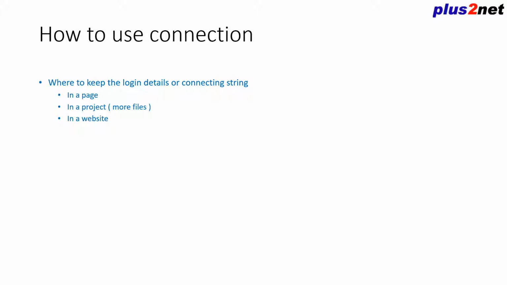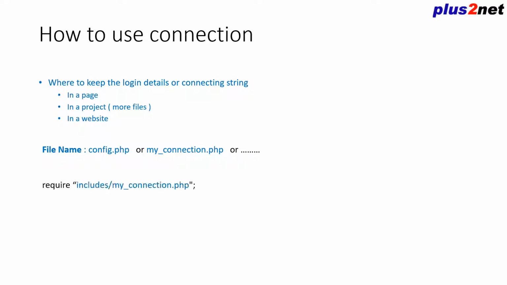To avoid these problems, it is better to keep a common file in a common location and call that file from your respective files. We can give a file name like config.php or myconnection.php and store it inside a directory. Here we have used a require, and we have used the include directory and kept the details in myconnection.php.